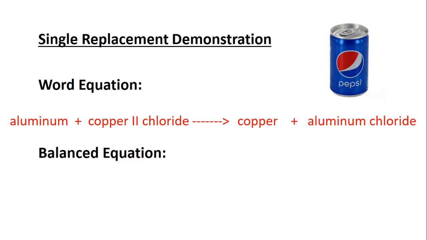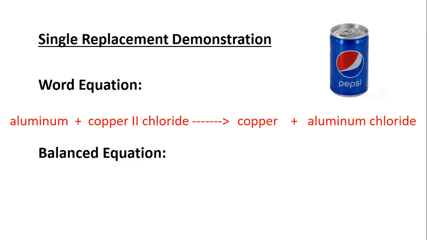In the video, you may have noticed that the blue copper 2 chloride that we had in the beginning, that solution starts to fade very slowly in color. And by the end of the reaction, that blue will completely be gone and we'll be left with a colorless solution of aluminum chloride.